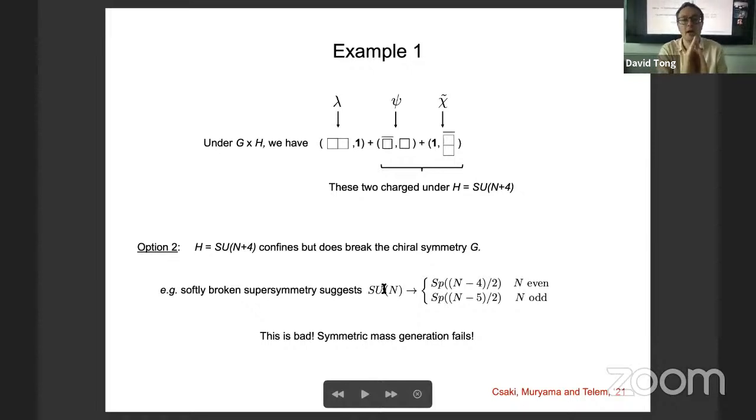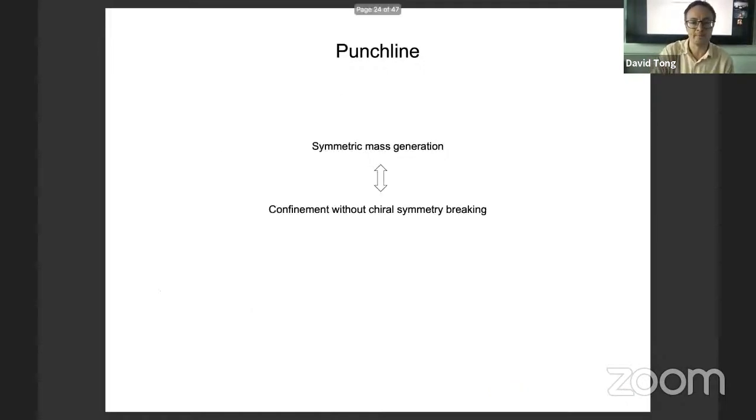If this happens, this simply is not a way that you can give symmetric mass generation, because the dynamics now breaks the chiral symmetry G. The whole point was to find a way that you preserve the chiral symmetry G. So we don't know what happens at the moment. It could be option 1, it could be option 2. But it gives you some idea of the pitfalls involved.